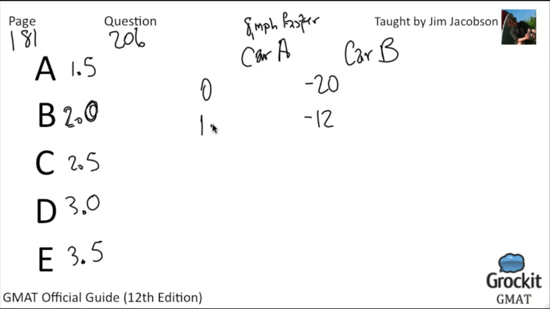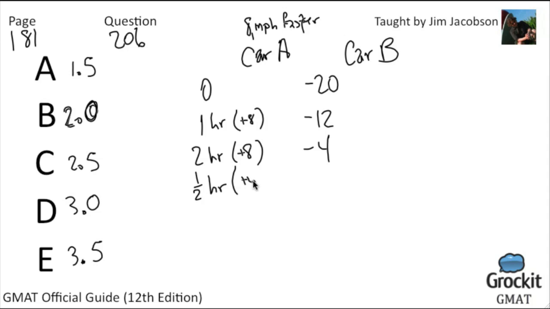So 1 hour, gaining 8 miles. After the second hour, car A gains another 8 miles and is only 4 miles behind car B. So if it gains 8 miles every 1 hour, it gains 4 miles every half hour. It gains half as much in half an hour. One half an hour passes, plus 4. Car A and car B are the same distance from each other. So in 2.5 hours, car A and car B are at the same point.